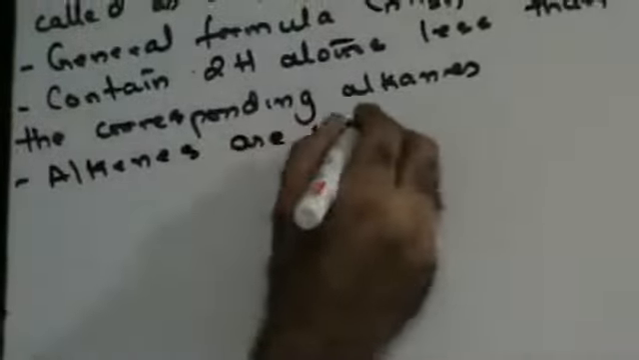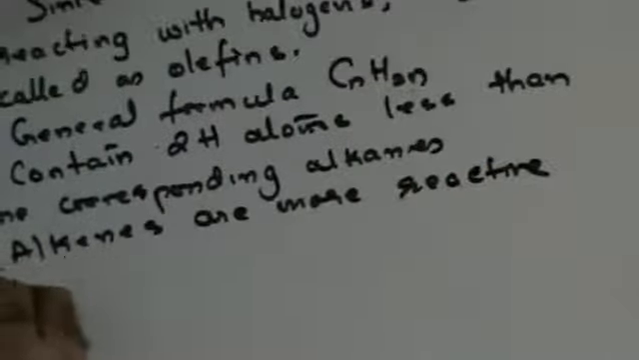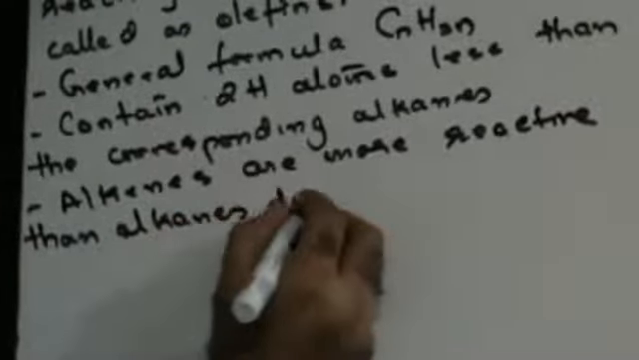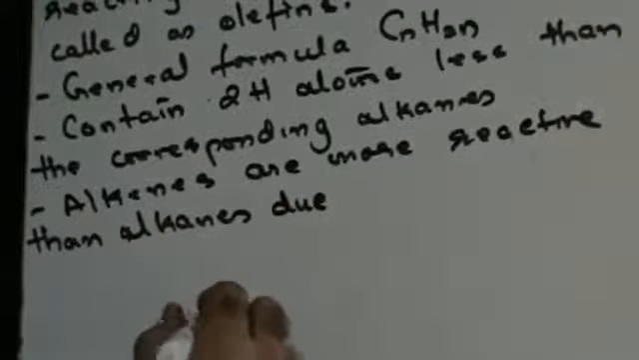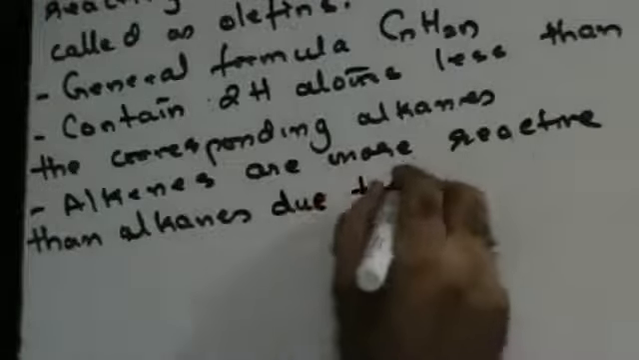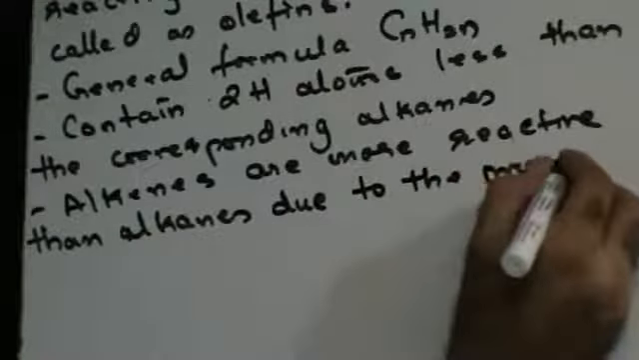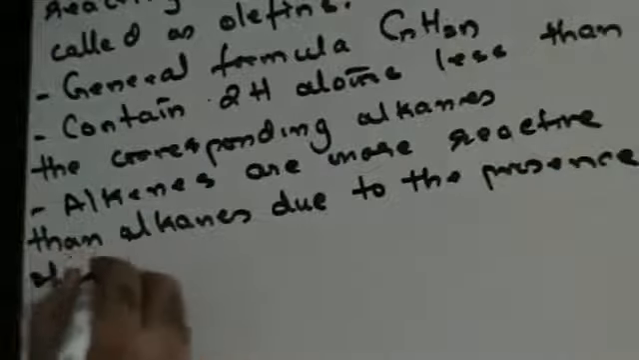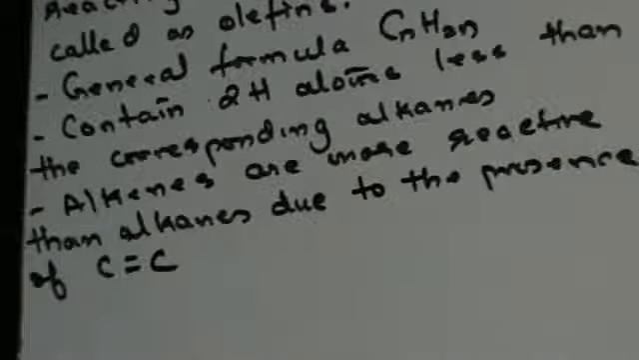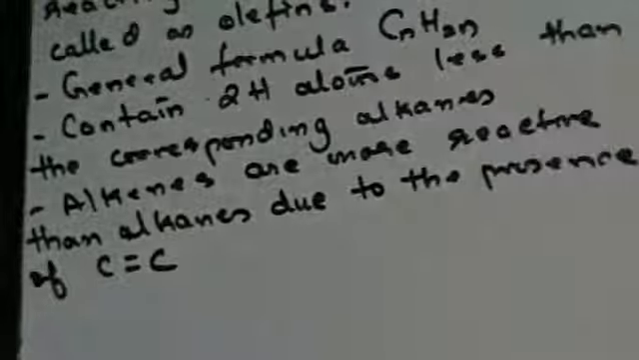Alkenes are more reactive than alkanes due to the presence of carbon-carbon double bond. Fine. Next, let's see the nomenclature, guys. Now, while doing nomenclature, let's see on the right hand side. We just revise our basics.